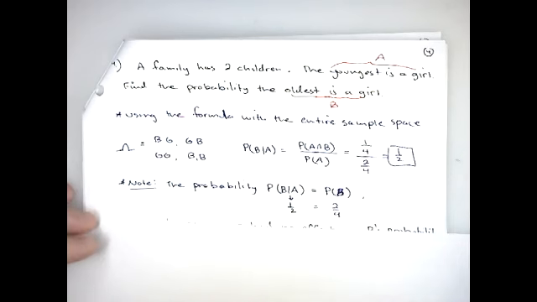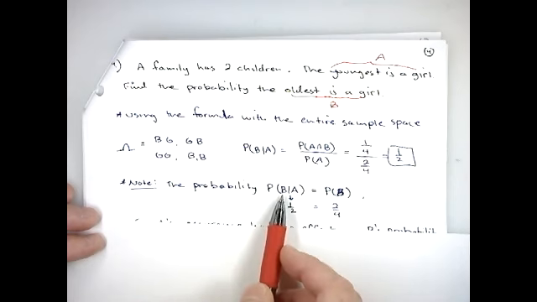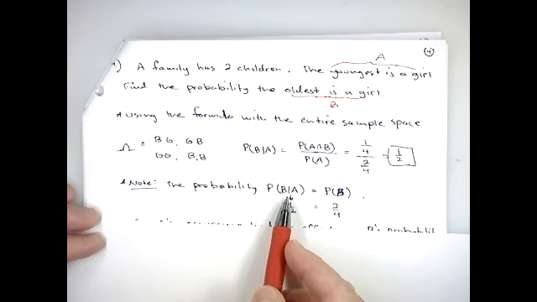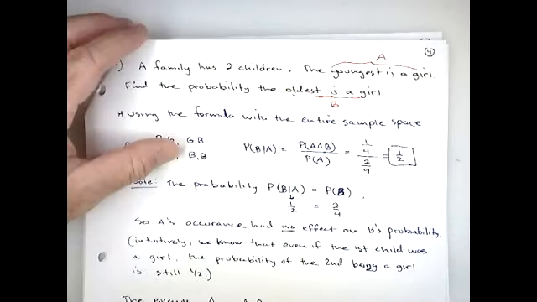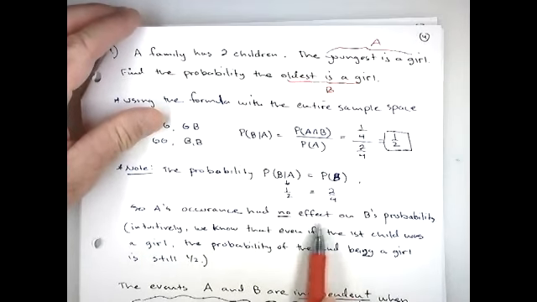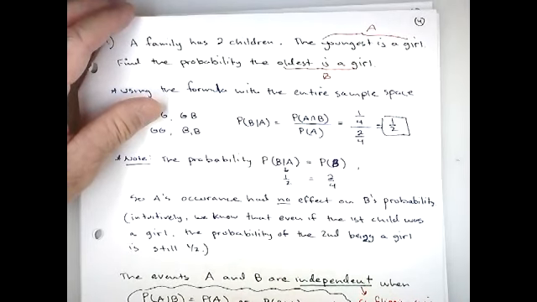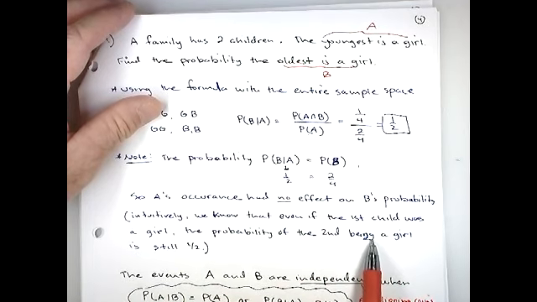Now, if you think about it, that makes perfect sense. The probability that the oldest is a girl doesn't depend on whether the youngest was a girl or not, right? The probability that the second child is a girl is 1/2, right? It doesn't matter what happens first. So in this case, A's occurrence had no effect on B's probability. And then I wrote a little thing here. Intuitively you would know that would be true. Even if the first child was a girl, the probability of the second being a girl is still going to be 1/2.